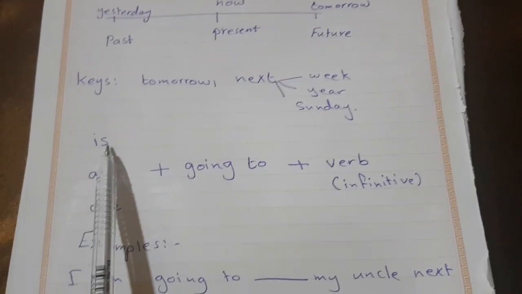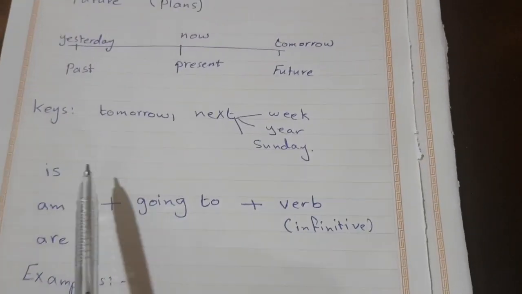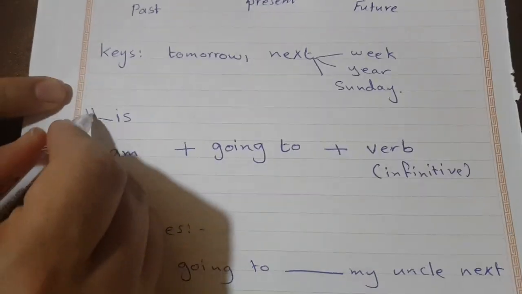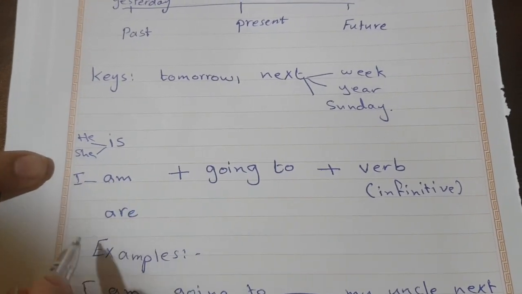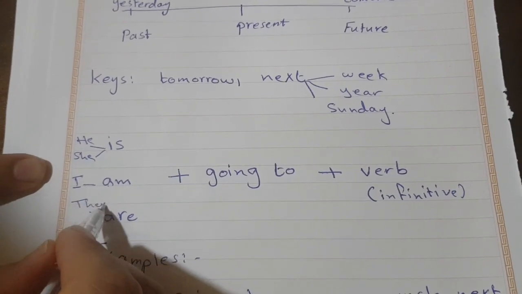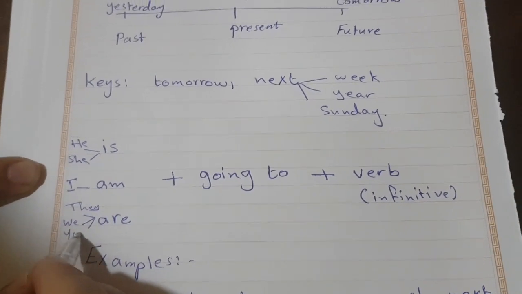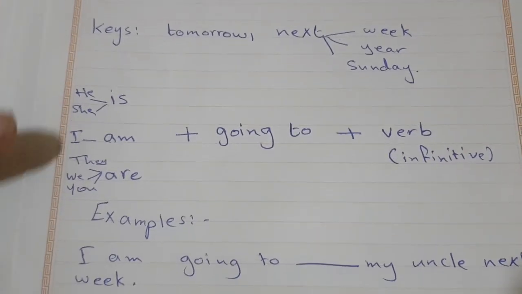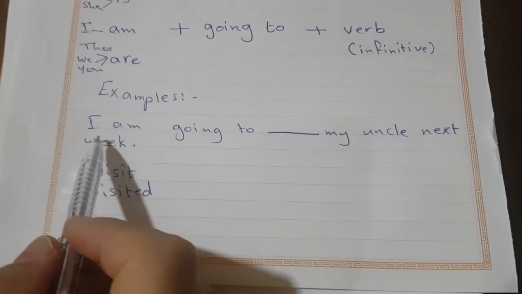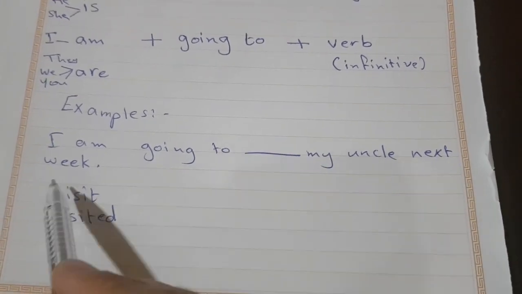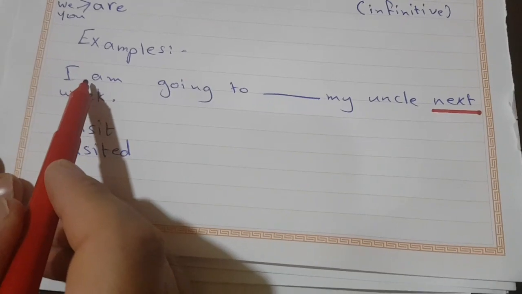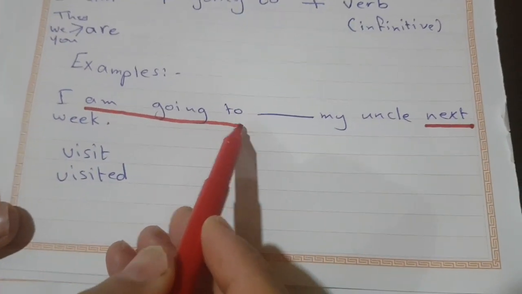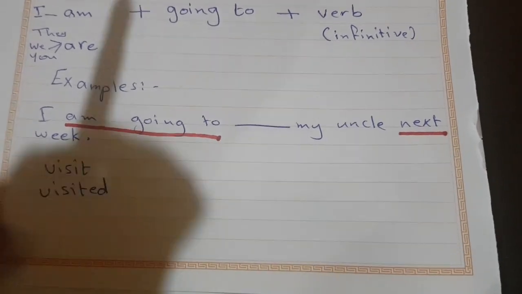Now here we have verb to be, is, am, are. Is goes with he or she. Am, I am. Are, they, we, you. They are, we are, you are. Now, let's look at some examples. I am going to my uncle next week. Now, what is the key? Next week. And here we have am going to. So it means the sentence is in the future.